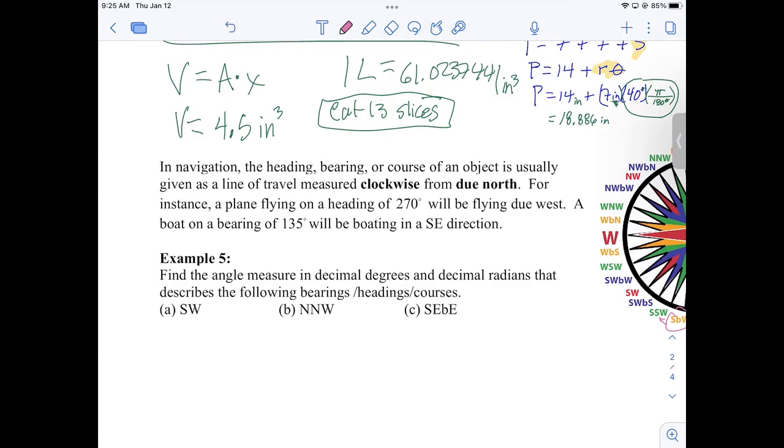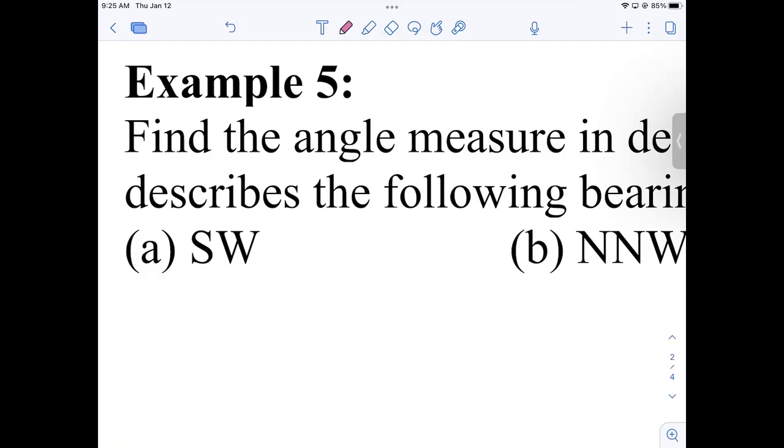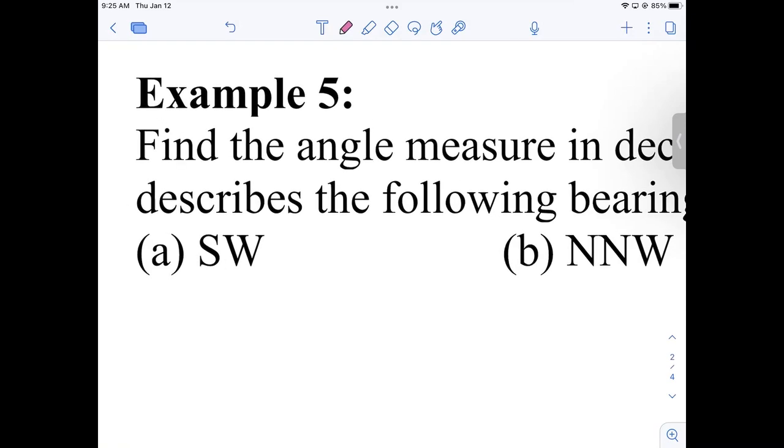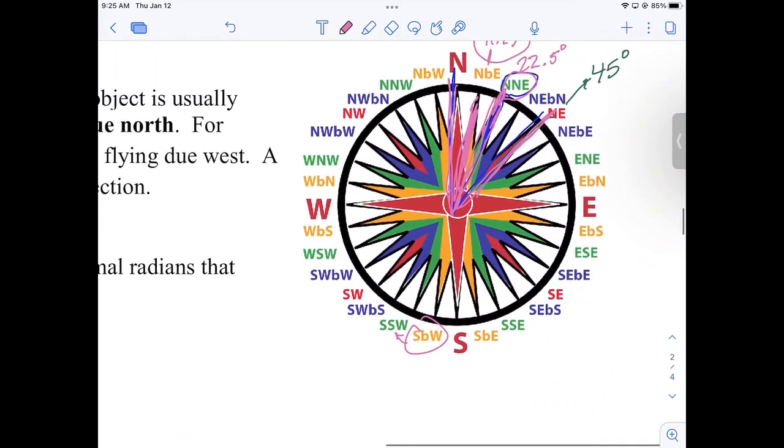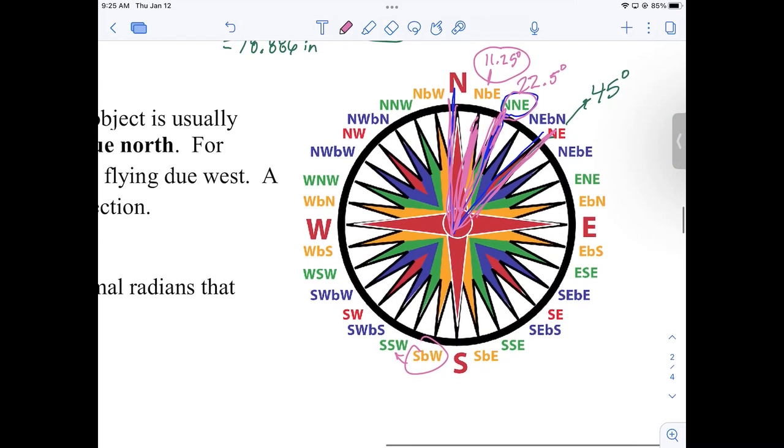Let's go ahead and figure out example 5. Find the angle measure for the following. Southwest. If we're traveling southwest, we're on a bearing of southwest, we're traveling on a heading of southwest, that's going to be on what angle? Southwest. First of all, we got to find southwest. Right here it is. Southwest Airlines. They're still sitting in the plane gate, right?